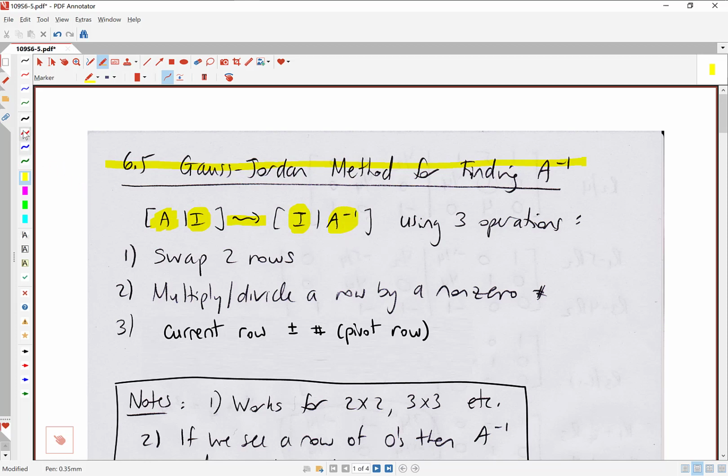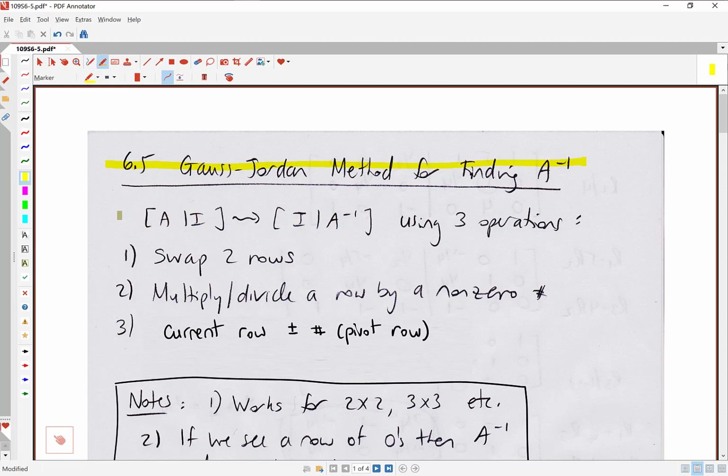So when we talk about doing this sequence of row operations, these are the same row operations that we saw in section 6.1. So you can swap two rows, you can multiply or divide a row by any non-zero number, and you can do that third type of operation where we take current row plus or minus some number times our pivot row.